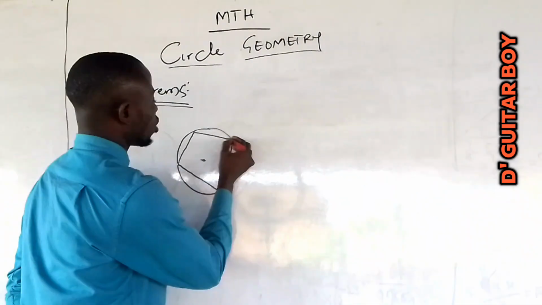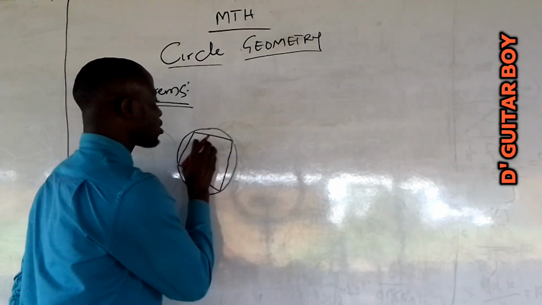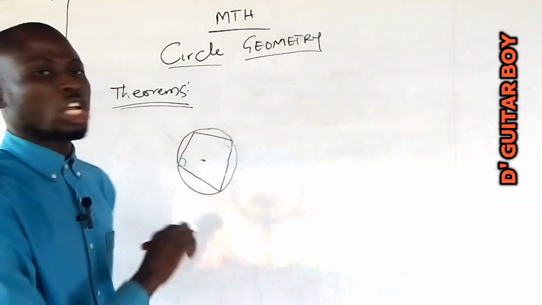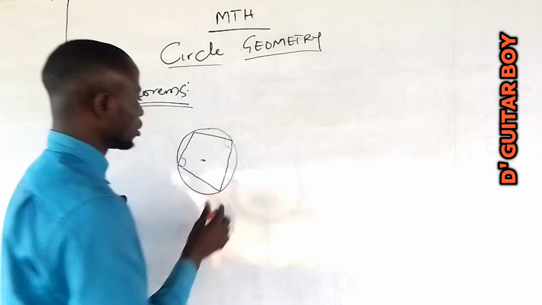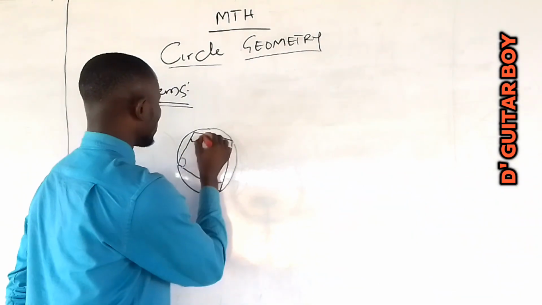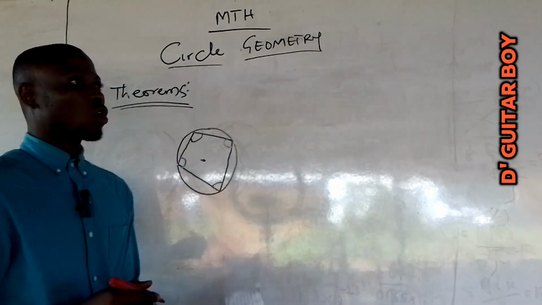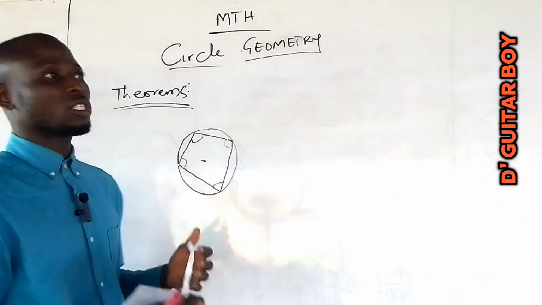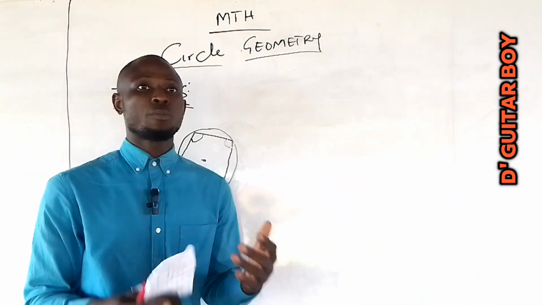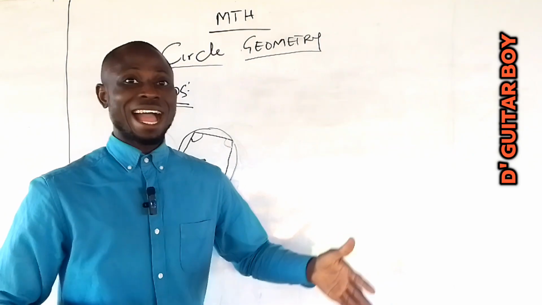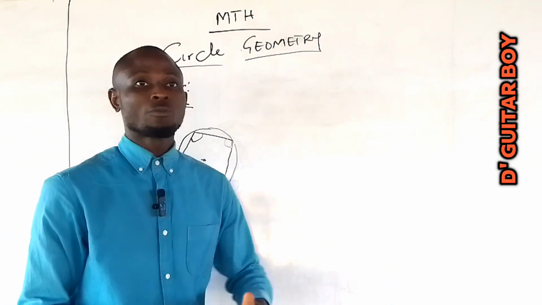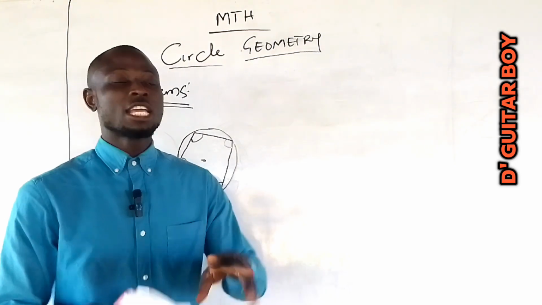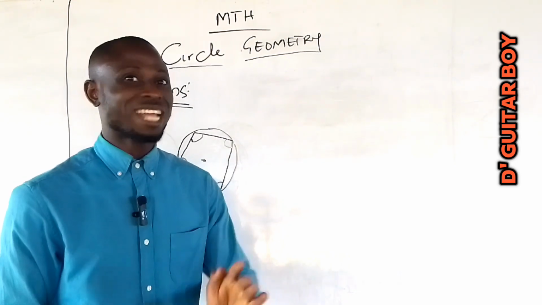Now, what the rule is saying is that when you have a cyclic quadrilateral, this one plus this one must be equal to what? 180. This one plus this one must be equal to 180. That is what it means when it says that the opposite angle of a cyclic quadrilateral is supplementary. Supplementary means they add up to 180. When they say something is supplementary, it means that when you add the two of them together, it will give you 180. That is the grammar there.